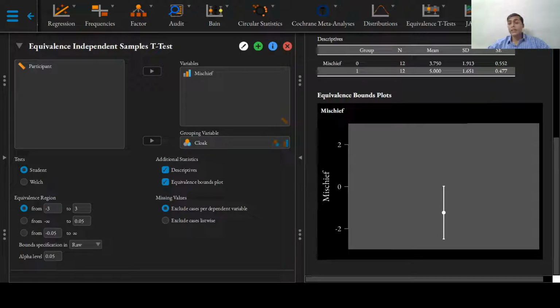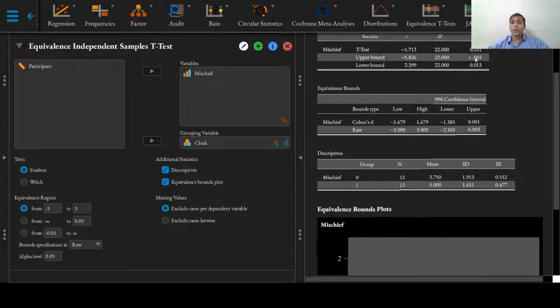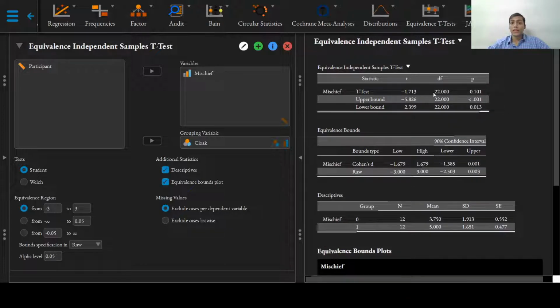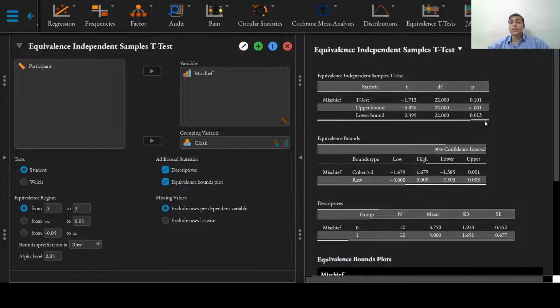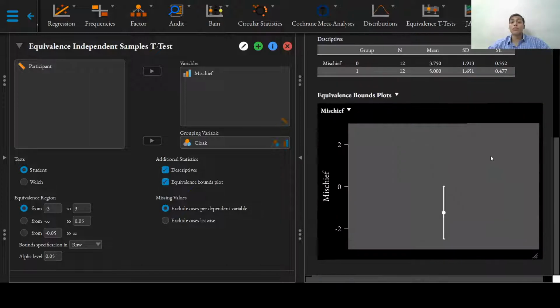So in our case, we have a significant result as seen in this table, for both the upper bound and the lower bound. Considering both of these, the highest p-value is still significant, which is still less than 0.05. So a significant result in a TOST test actually signifies that the two groups are statistically equivalent and they are not statistically different.